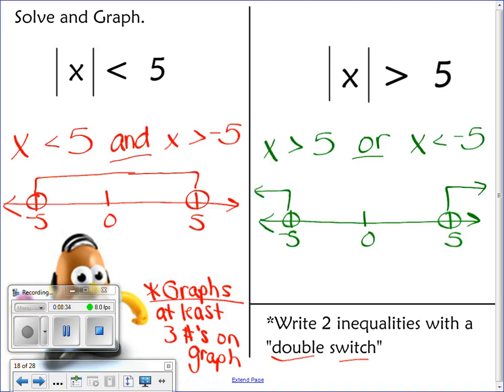So look at your graph. Your graph is pointing to all the numbers that work. See how it's going in opposite directions? All right, but if I look, I could pick any number in here, right? A number greater than 5. 6. Absolute value of 6 is 6. And 6 greater than 5? Yeah. What number is less than -5?